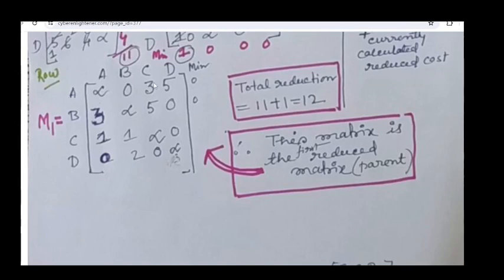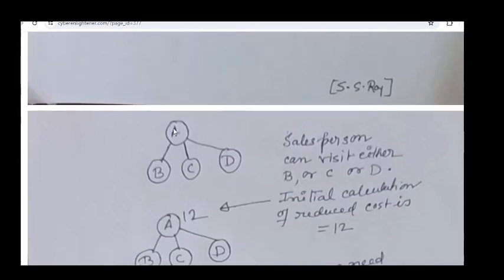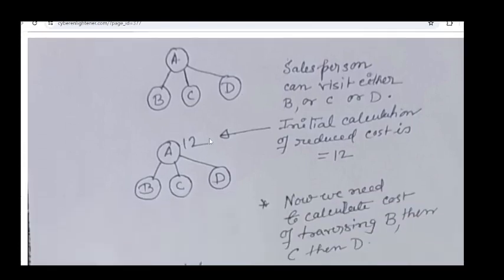That salesperson can visit either A to B, or A to C, or A to D. Because your first reduced cost is 12, at the top of A you write 12. Now he is supposed to visit B, C, D. Based on that, which node he should visit, because first node created is B, second node created is C, third node is D. So we have to calculate all the cost.